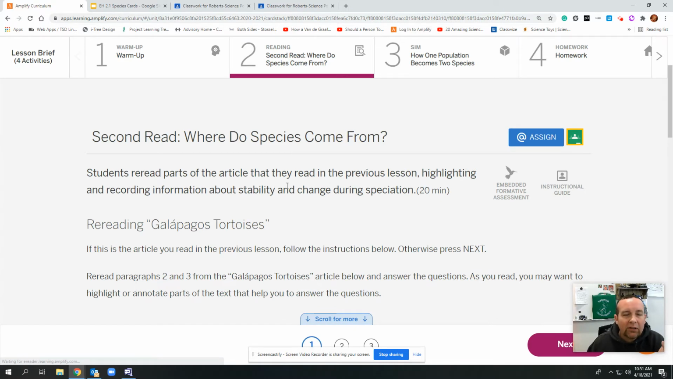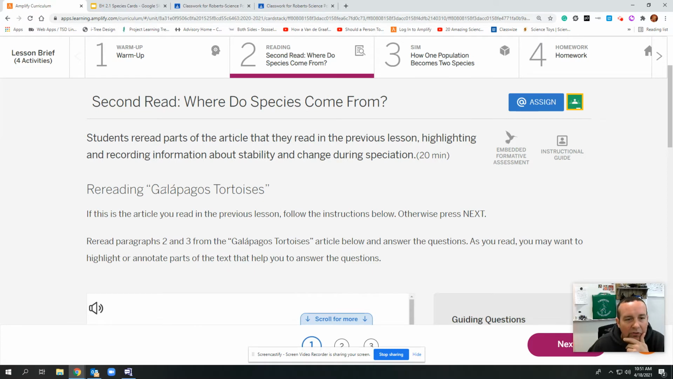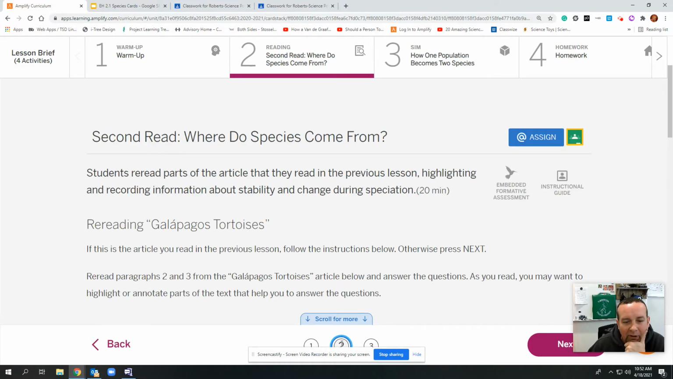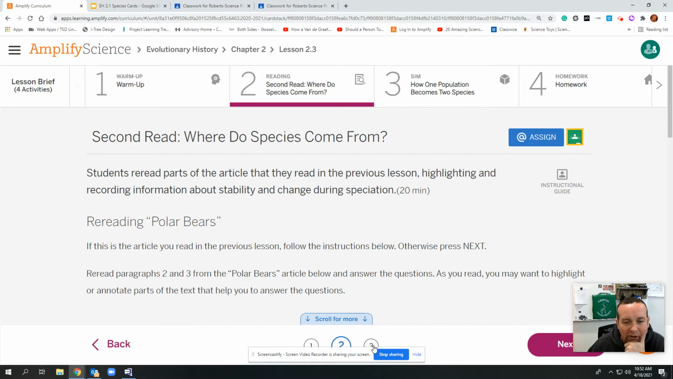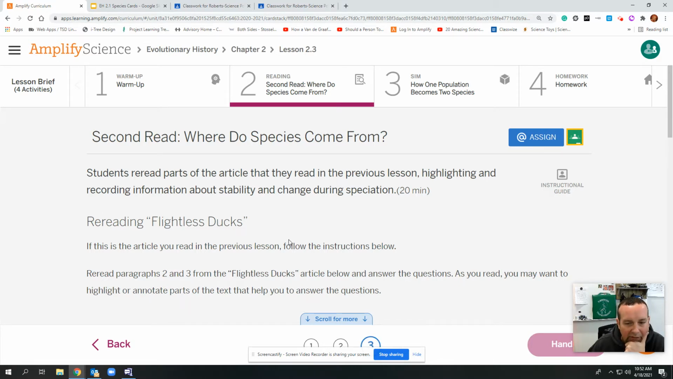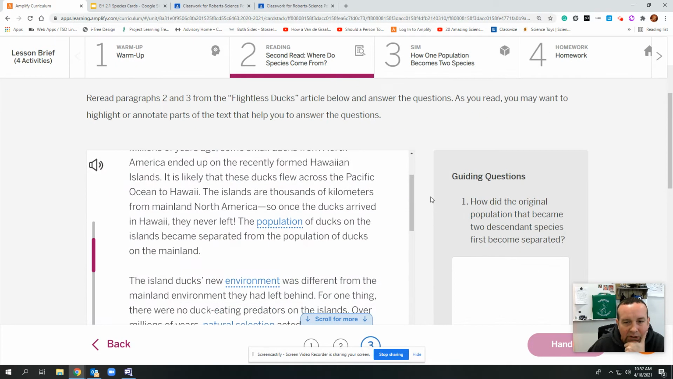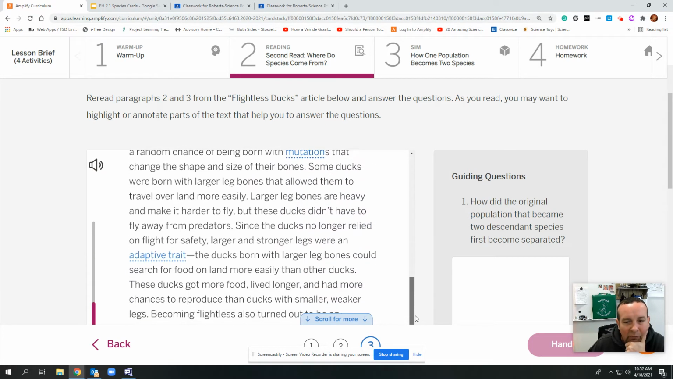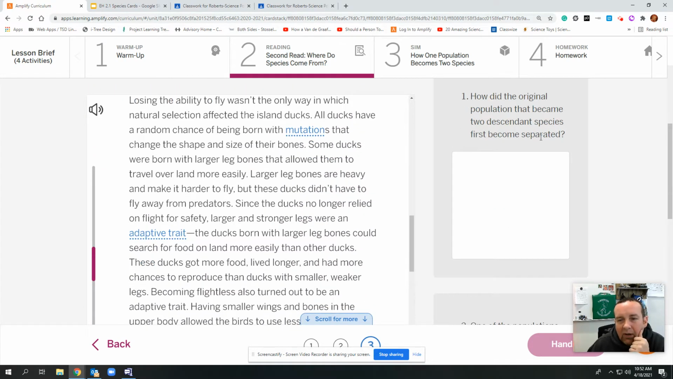In your last lesson, students, you were asked to choose an article. You either got to do Galapagos turtles, flightless ducks, or polar bears. Depending on which one you read determines which of these pages from number two you need to go to. On page one, they have Galapagos turtles. If I click down here at the bottom, page two is the polar bears, and page three is the flightless duck. You're just going to reread a couple paragraphs from those articles, and then there are questions about those articles. All the questions are pretty much the same.